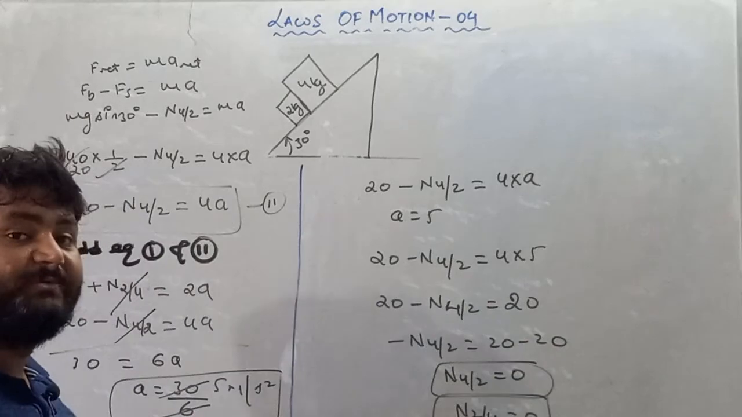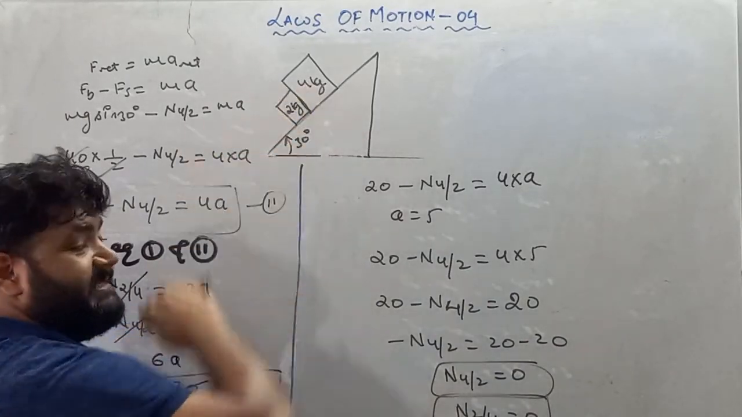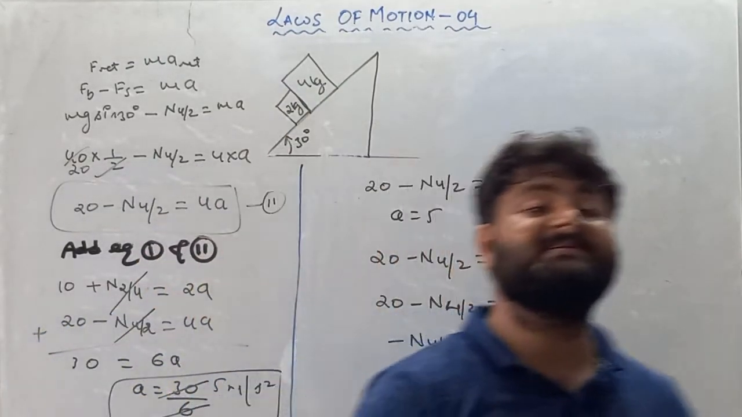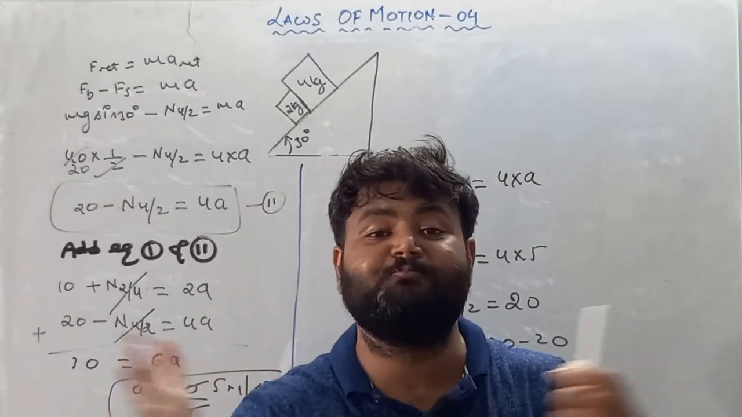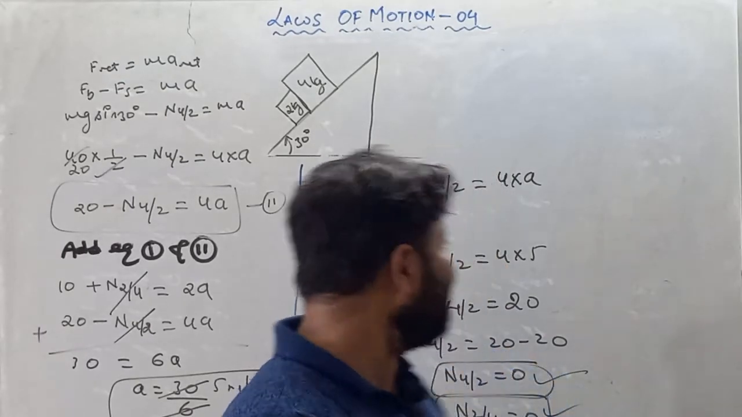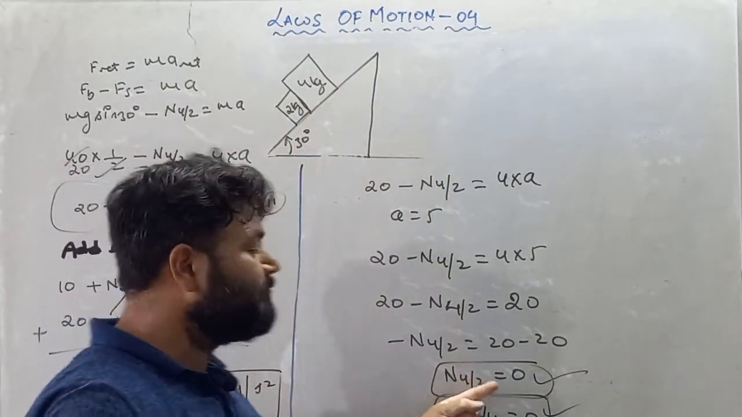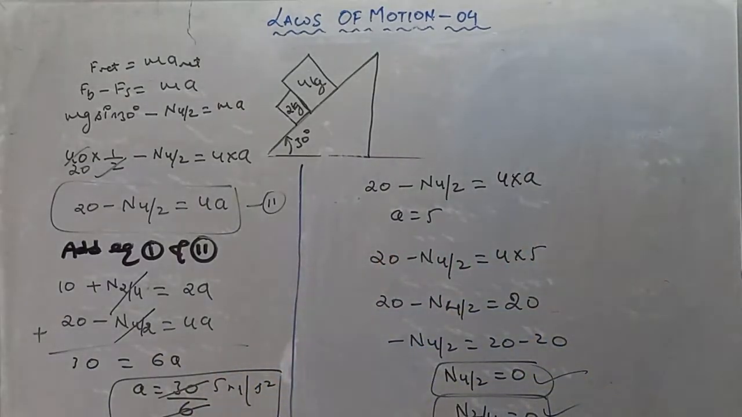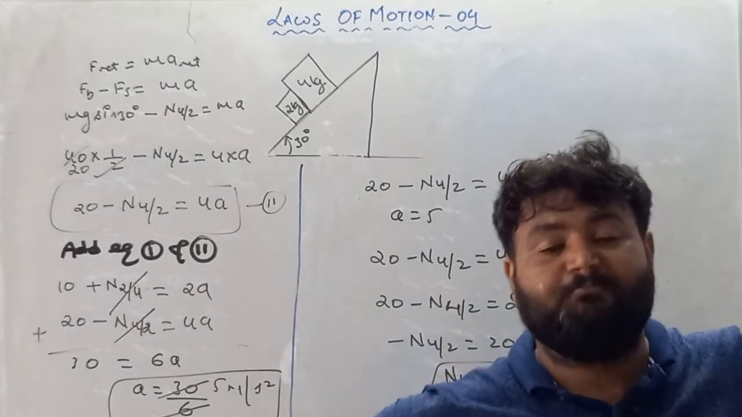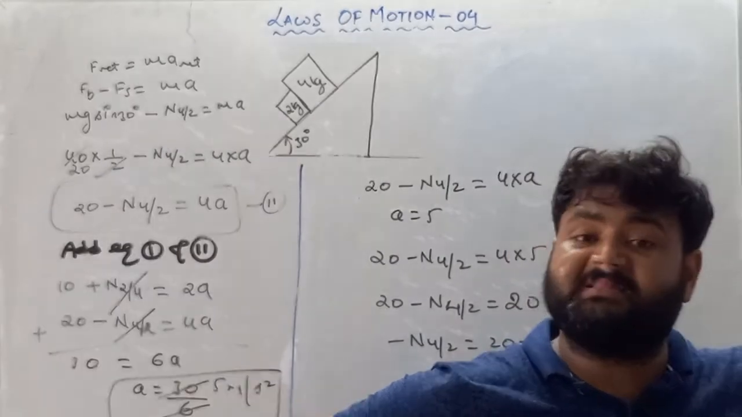What does it imply, my dear student? If between two bodies the normal becomes equal to 0, it implies both the bodies cannot move in contact with each other. Because if both the bodies are in contact, then there must be some value of normal reaction force. But here the value of normal reaction force is equal to 0. So if the value of normal between two bodies becomes 0, it implies both the bodies are not moving together. Both the bodies are not moving in contact with each other.